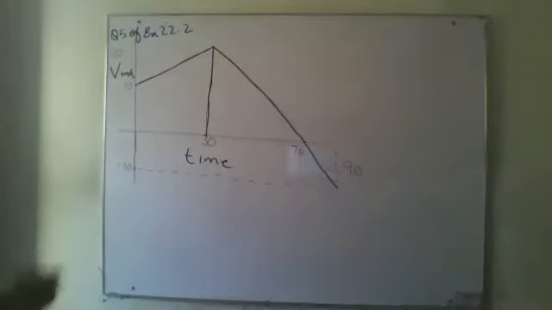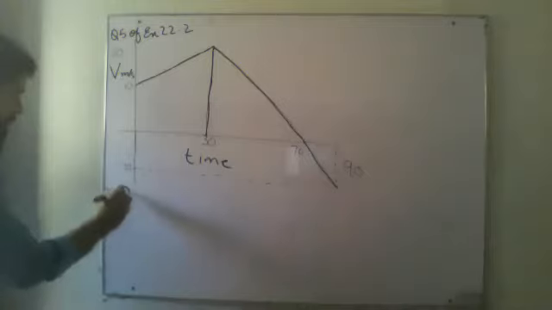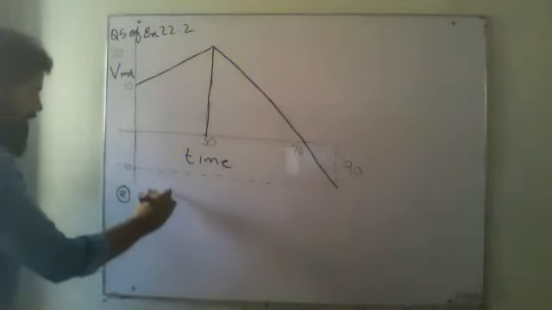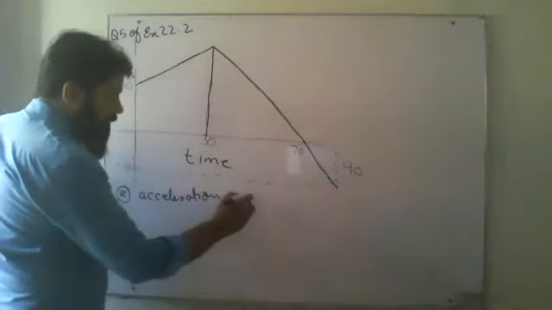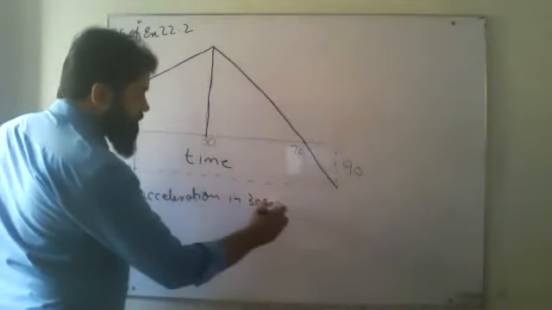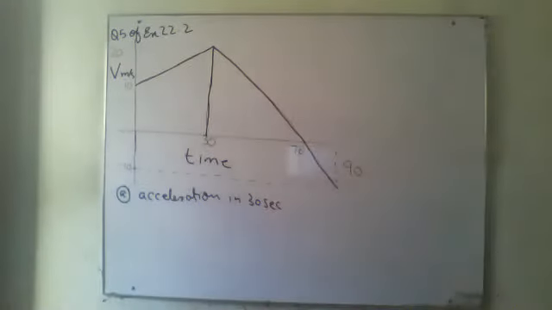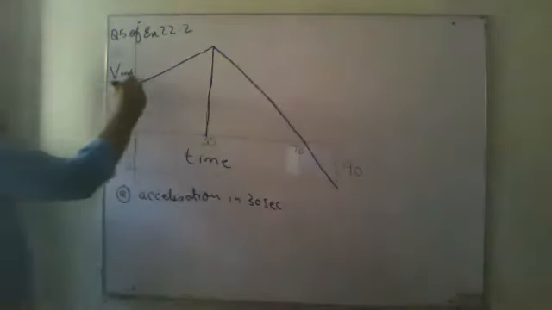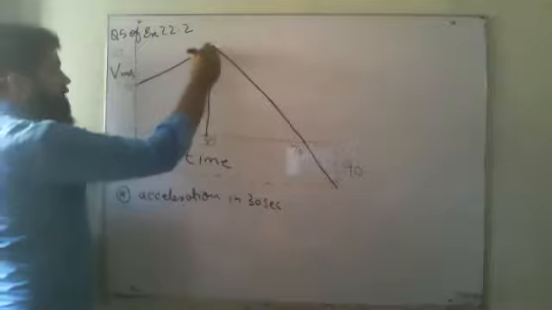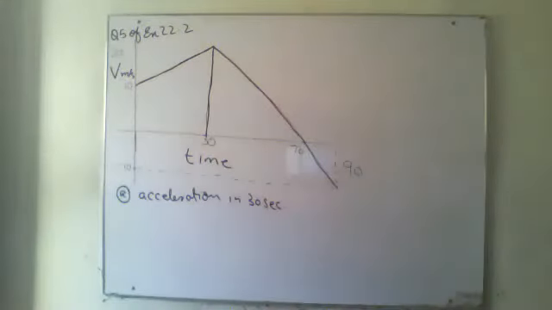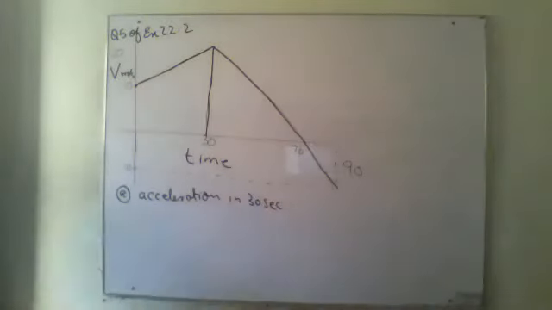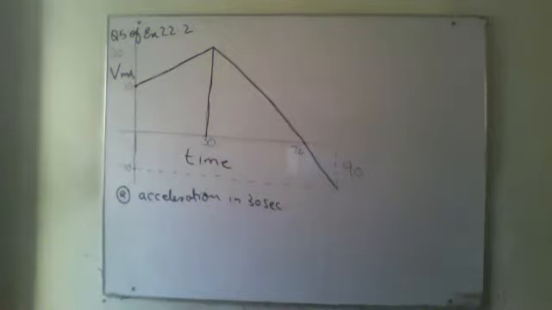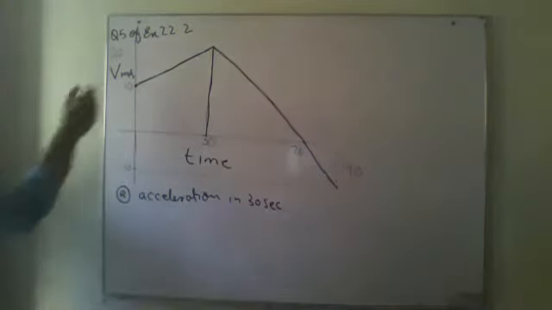In A part, they are saying find acceleration in 30 seconds. So what is that line? This line will represent your acceleration. Okay. How will I find acceleration? First of all, I will go over here.